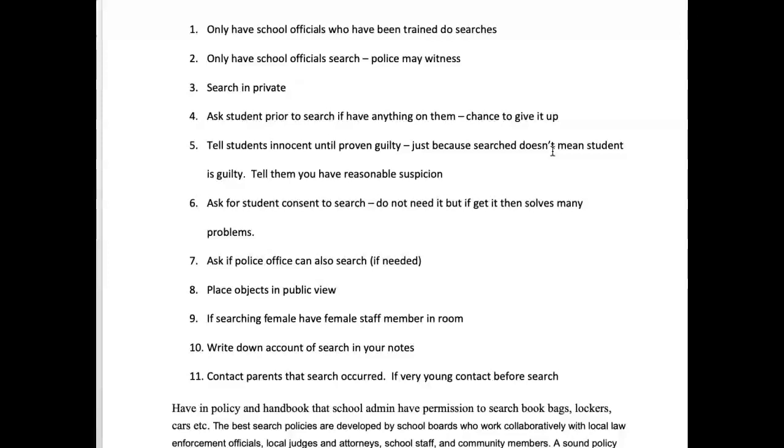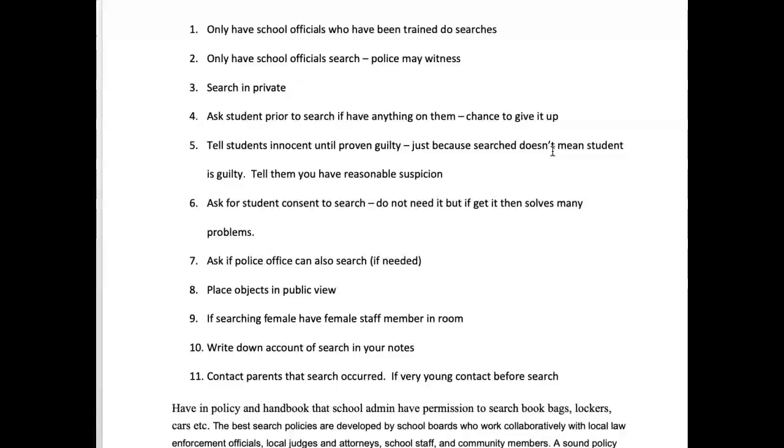Okay? When you get in the room, I'd ask the student if they had anything on them they weren't supposed to have, chance to give it up. That doesn't mean they're going to be forgiven. It just makes it easier. Be careful with that, though, because some kids will give up cigarettes knowing they have pot in their pockets.